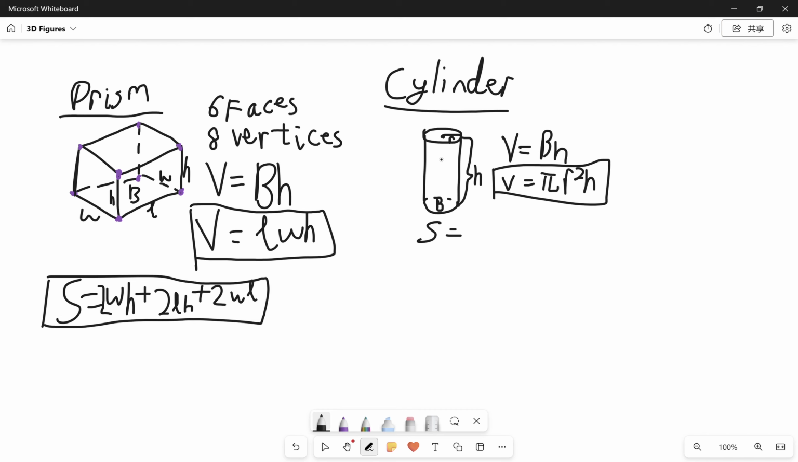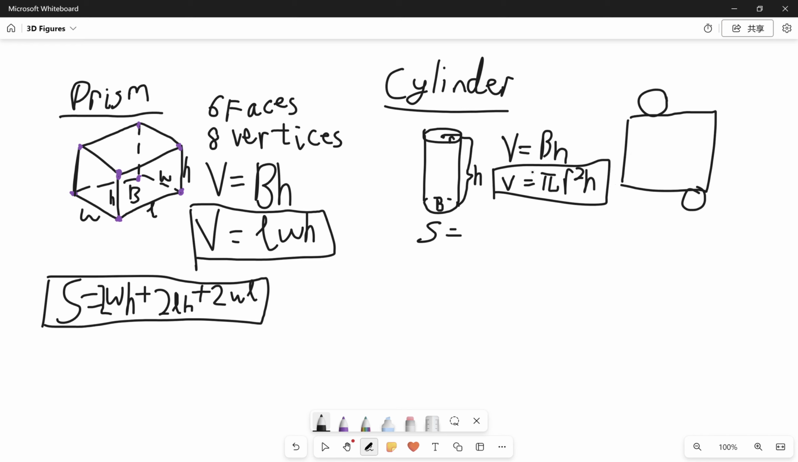What about the surface area? Let's just call that S. If you dissolve the cylinder and make it into 2D shapes, you'll get a circle, a rectangle, a circle, right?